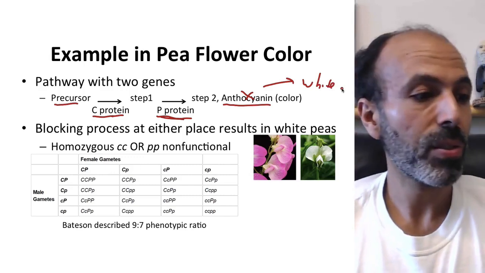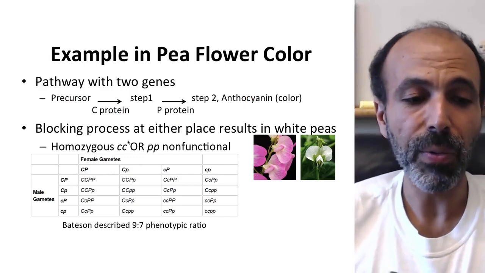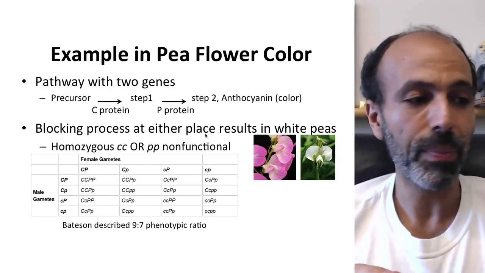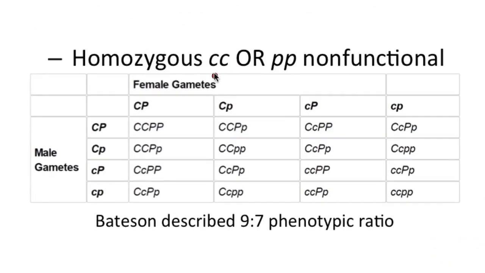Okay? So let's follow this through here. Now, we can block the process at either place and get white peas instead of pink peas. So what this means is if you're homozygous little c, or little p, it doesn't have to be both, then you will produce white peas. Otherwise, if you have at least one capital letter allele, the dominant normal allele, then you'll produce the beautiful pink peas you're supposed to produce.